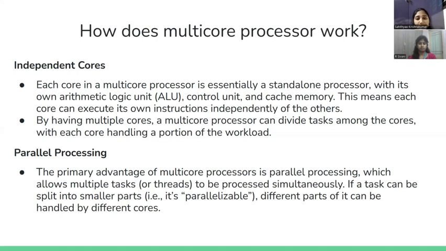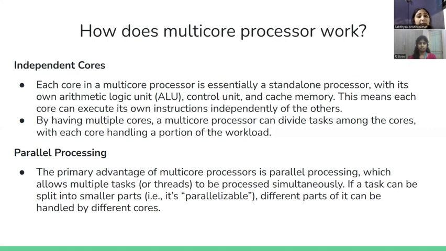Parallel processing. Parallel processing is the main advantage of multi-core processors. It allows multiple cores to work on different parts of a task simultaneously, increasing efficiency and speed. For instance, in applications that can be divided into smaller parts, for example video editing, each part can be assigned to a different core, allowing these tasks to run at the same time. This process is called parallelization. Not every task is parallelizable. Some tasks must be completed in sequence. However, many modern applications, particularly those that require intensive computation, are designed to benefit from parallel processing.